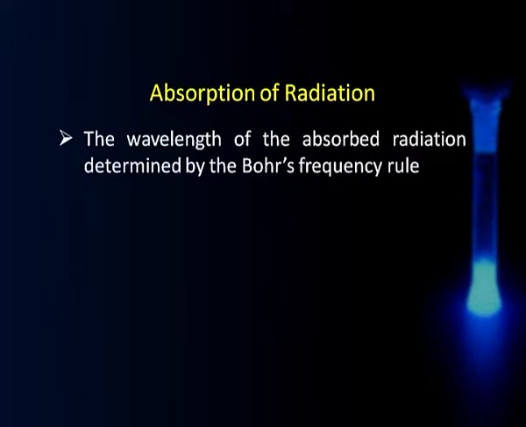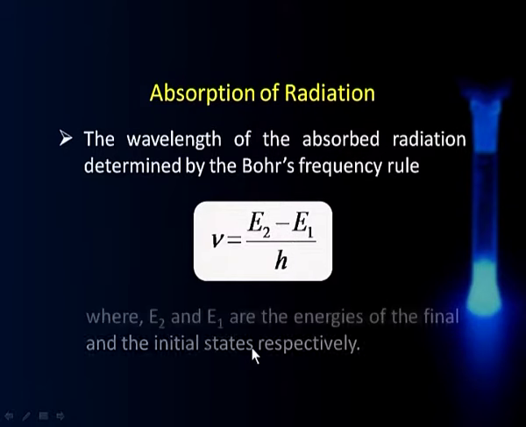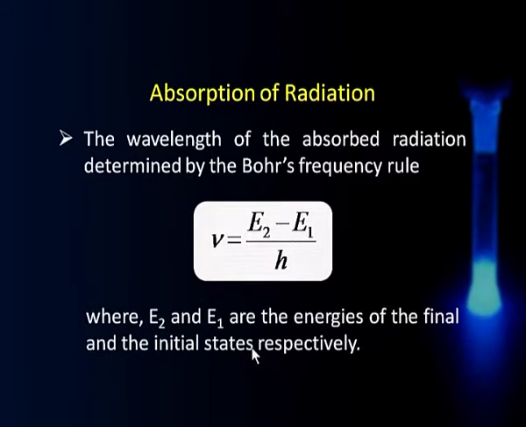This is governed by a simple Bohr's frequency rule, which says that the frequency of radiation required for this excitation to take place will be E2 minus E1 by h, where E2 and E1 are the energies of the final and the initial state, and h is Planck's constant. This is very trivial, all of us know fairly well. But how do we express this?